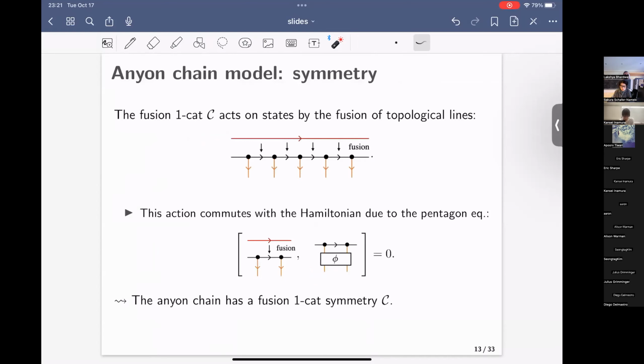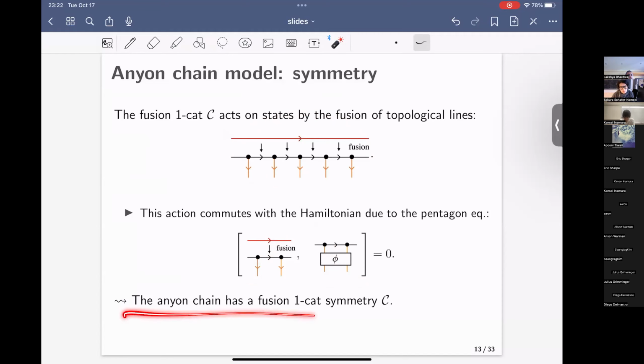And remarkably, the symmetry of this model is described by the input fusion 1-category. The symmetry action is defined by the fusion of topological lines with the fusion diagram that represents states. Again, this symmetry action can be expressed in terms of F symbols very explicitly, but we will not do it here. And this symmetry action automatically commutes with the Hamiltonian due to the pentagon equation. We can check this very explicitly by writing down this symmetry action using F symbols, but more intuitively, we can understand this commutativity from the fact that the symmetry acts from above, while the Hamiltonian acts from below. And the commutativity between these two actions automatically follows from the definition of the fusion 1-category.